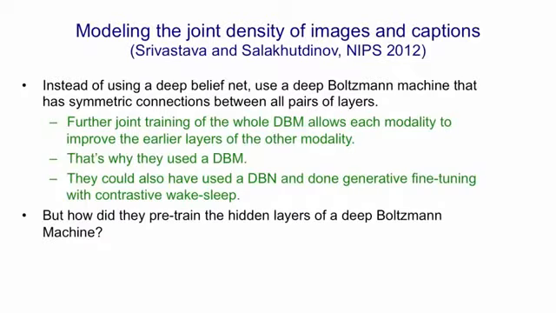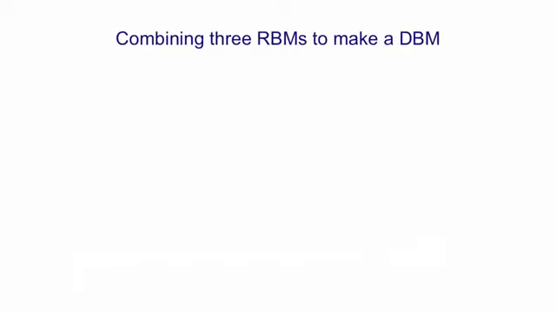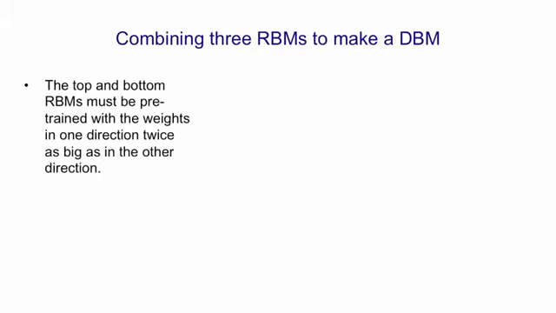This leaves the question of how they pre-trained the hidden layers of a deep Boltzmann machine. Because what we've seen so far in the course is that if you train a stack of restricted Boltzmann machines and you combine them together into a single composite model, what you get is a deep belief net, not a deep Boltzmann machine. So I'm now going to explain how, despite what I said earlier in the course, you can actually pre-train a stack of restricted Boltzmann machines in such a way that you can then combine them to make a deep Boltzmann machine.